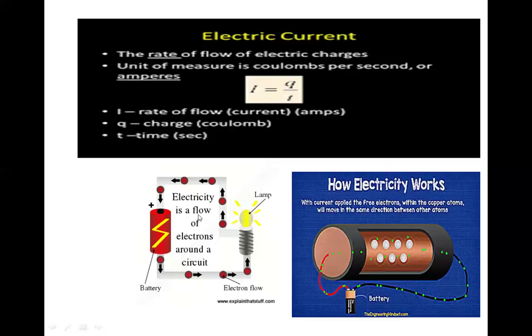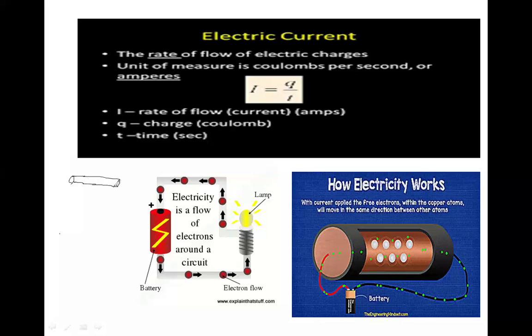What is electricity? Electricity is nothing but the flow of charge. Just the flow of charge through a wire, through a conductor, through a bulb, through a fan, through a refrigerator. That's the flow of charge. And commonly, the flow of charge is the flow of electrons.